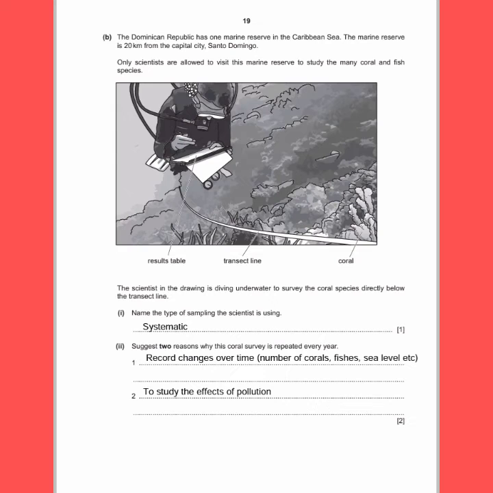Then the Dominican Republic has one marine reserve in the Caribbean Sea. The marine reserve is 20 kilometers from the capital city, Santo Domingo. Only scientists are allowed to visit this marine reserve to study the many coral and fish species. Okay, so you can see scientists, and you can see a transect line, and then they're asking you to name the type of sampling the scientist is using. So always remember, whenever you have a transect line, transects are used for systematic sampling. Okay, so always systematic.